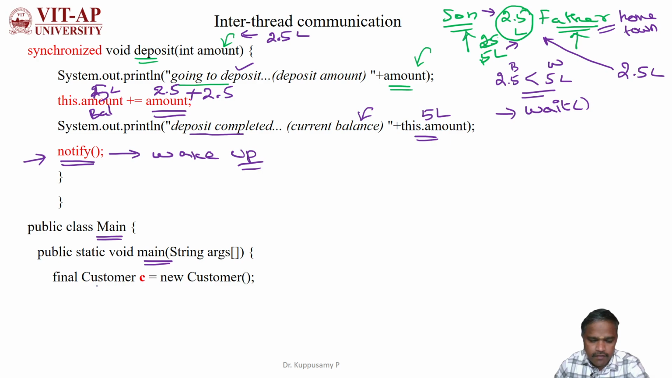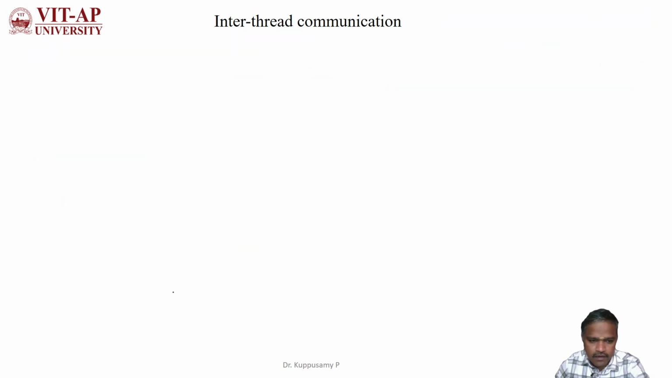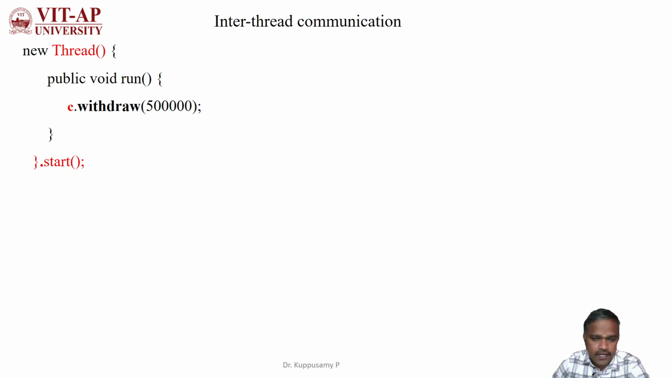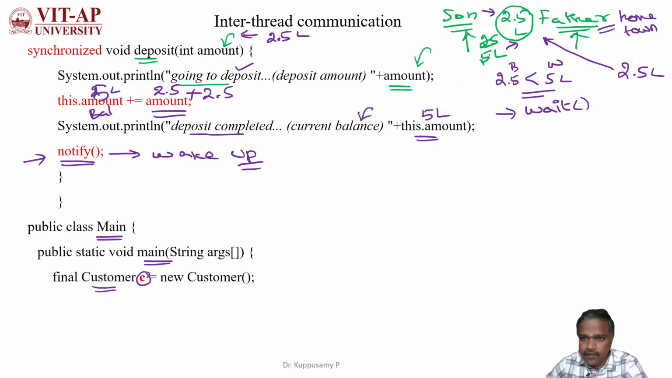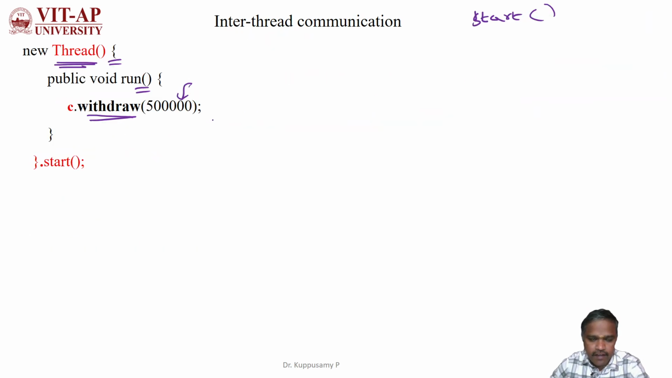The main method is there. For the customer we are making the object C, so the thread should be called, am I right? For calling the thread we are using the start method, right? So here I am using the thread constructor. Inside the thread constructor we are having the method. Inside that we are using the run method, withdrawing 5 lakh amount. As per our discussion, you look at that, he is withdrawing 5 lakh amount. The son is withdrawing 5 lakh amount from the working place or studying place, right? So that 5 lakhs is withdrawn, and then the thread is started.